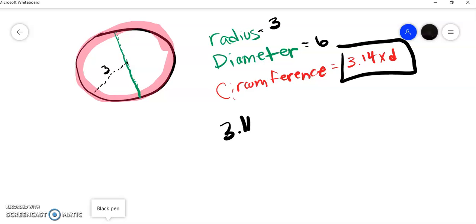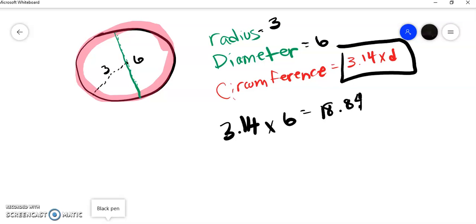3.14 times the diameter, which in this case is 6. 3.14 times 6, and you'll get 18.84.